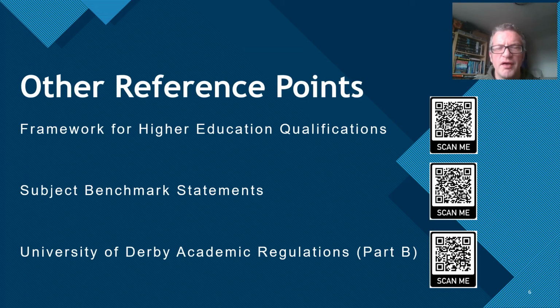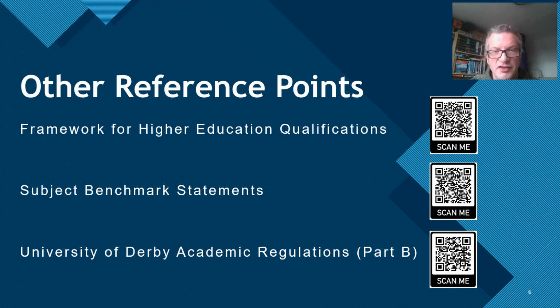There are several other important reference points to consider when producing learning outcomes. The first one is the framework for higher education qualifications. The second are the subject benchmark statements, the QAA guidance, and both of these provide useful context of what should be required in a particular discipline's module learning outcomes. Of course, if you have a PSRB, a Professional Society or Regulatory Body, they may also include some information that is important in learning outcome construction.